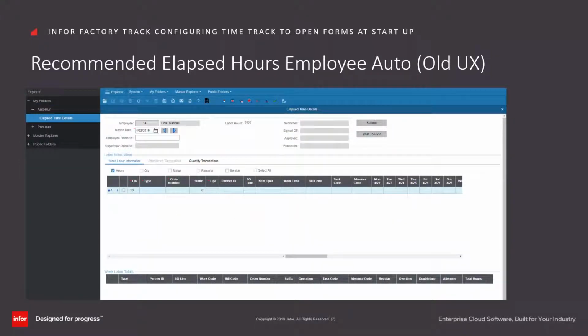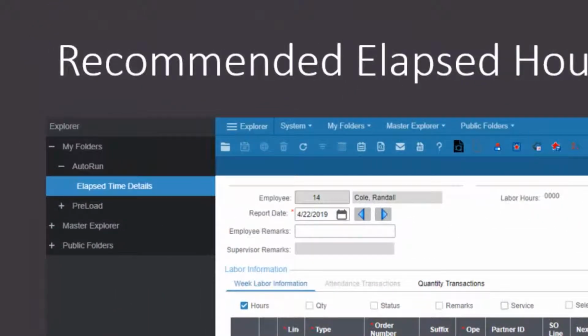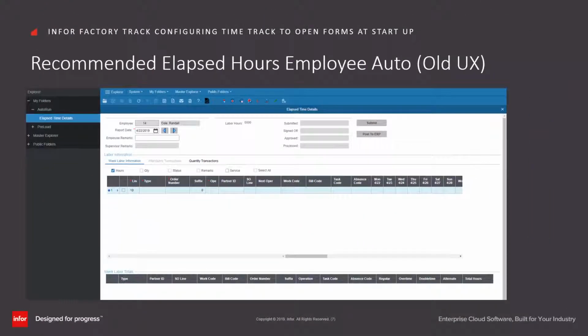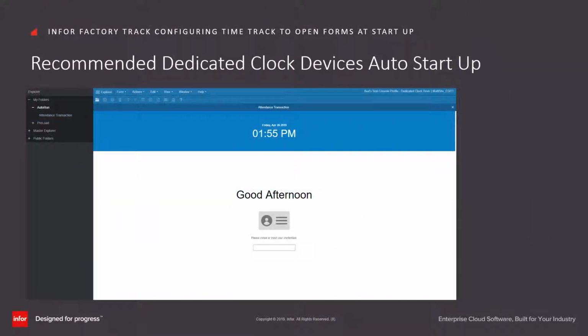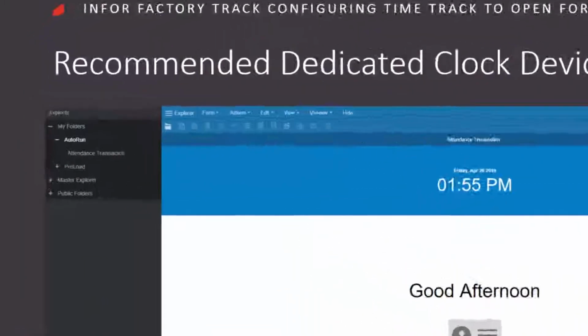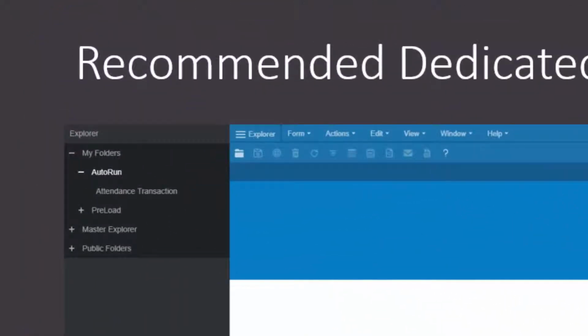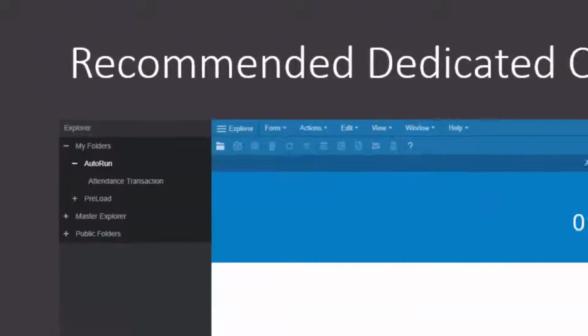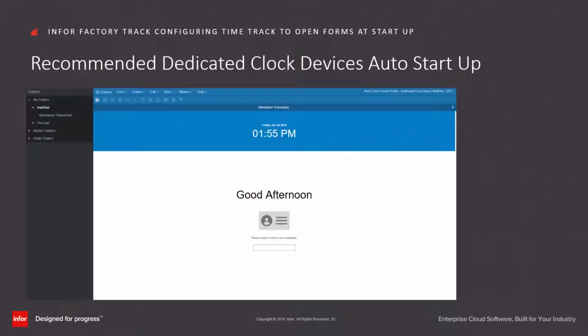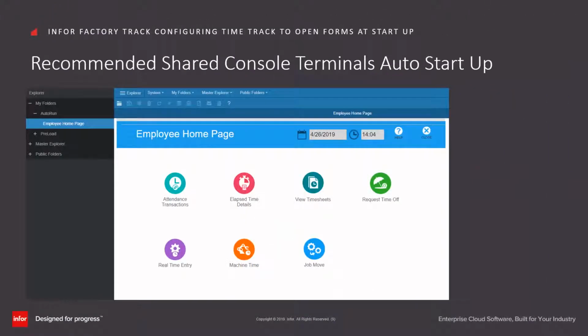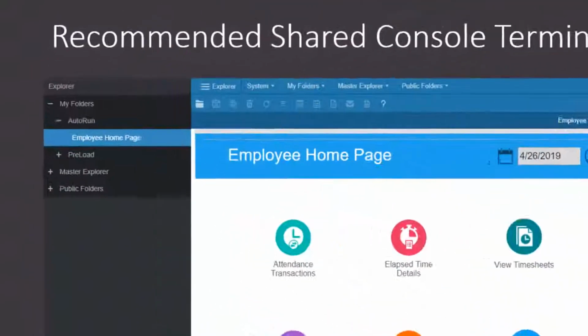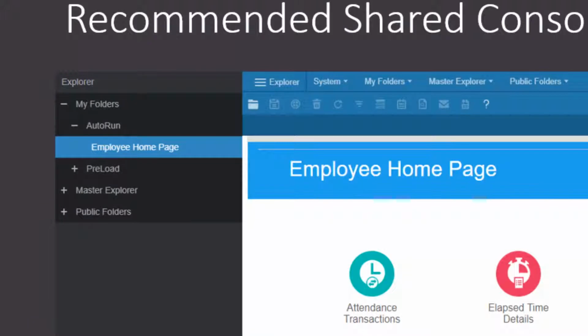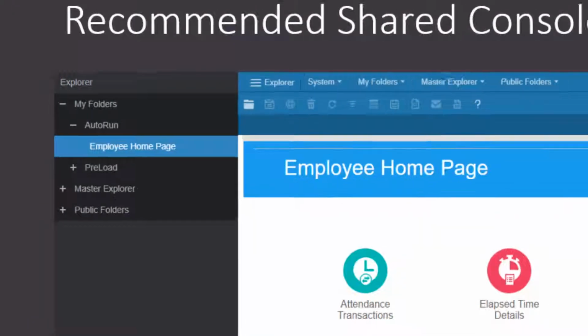For elapsed employees that are not using the new user experience, it is recommended to configure them to open the elapsed time detail form at login. For a dedicated clock device, use the fttt attendance tracking tran.ts, also known as the attendance transaction form. Shared terminals will work off the forms associated with the employee homepage. So we would configure console users of shared terminals to open the employee homepage during login.